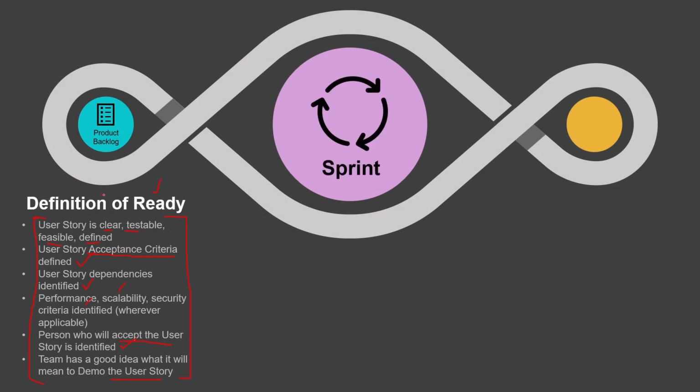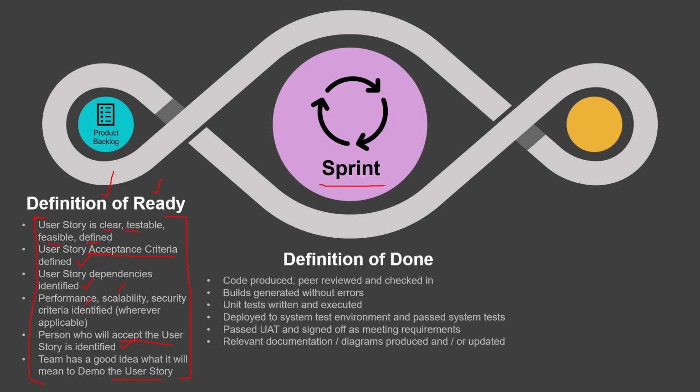So when you meet the definition of ready, you move from the product backlog to the sprint backlog, and then you have the sprint. When the sprint goes on, the team, the Scrum team, works on the user story, right? And that is where definition of done comes into the picture.